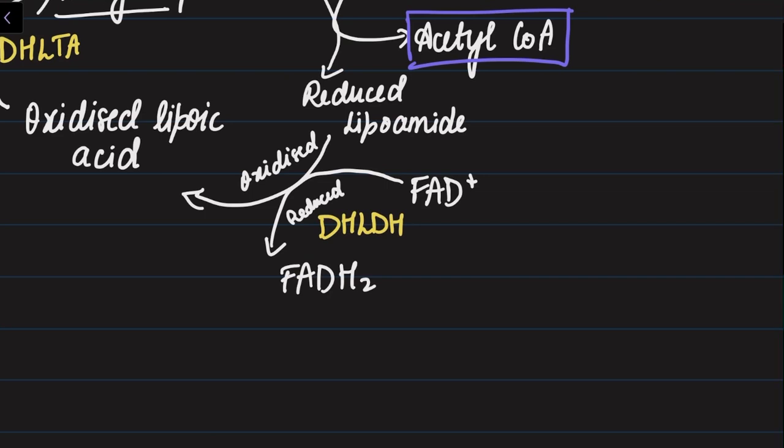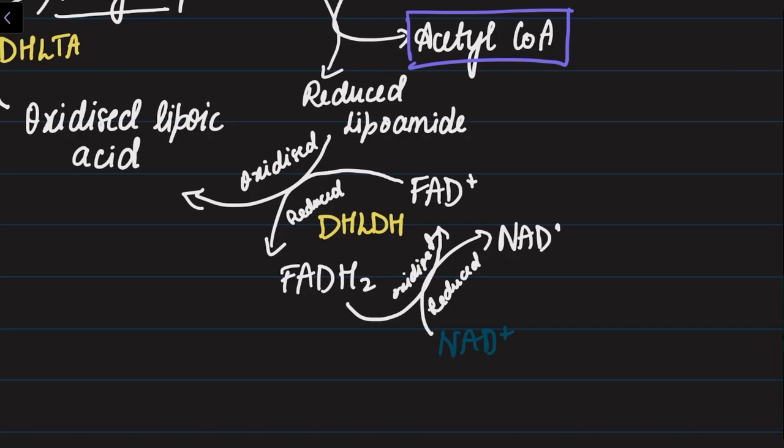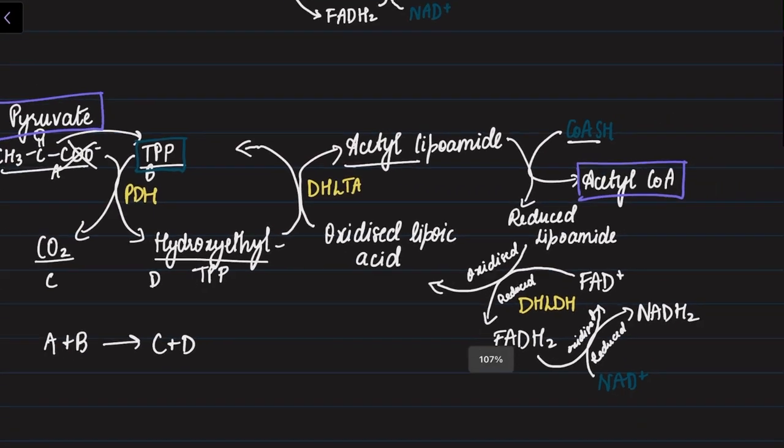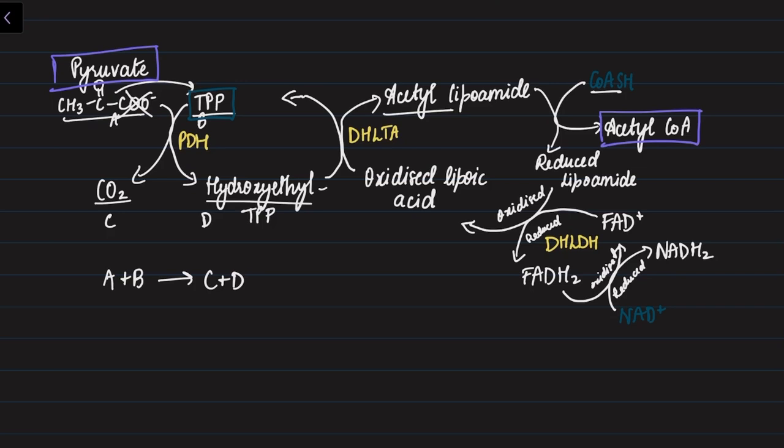We're still not done. We have to regenerate FAD+, which means somebody has to get reduced so that FADH2 can get oxidized. So this is oxidized while somebody is reduced. That somebody is our final coenzyme here. It is NAD+. NAD+ will be becoming NADH2. And we're done. At the end of this, we have successfully regenerated all 5 of our coenzymes.